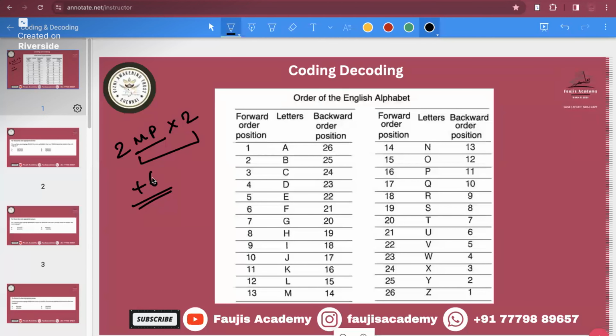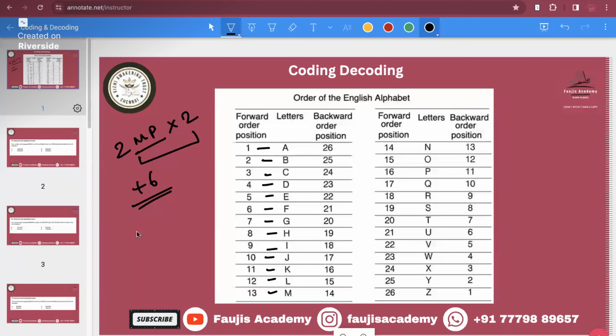Coding, decoding also requires the order of the English alphabets, the positions. It's pretty much the same, but even if you don't know it, it won't make much of a difference, because the reasoning here is completely intuitive. Everybody knows A is at position 1, B is at 2, C is at 3. If you don't know, it is written over here. Please keep that in mind. A1, B2, C3, D4, E5, F6, and so on.